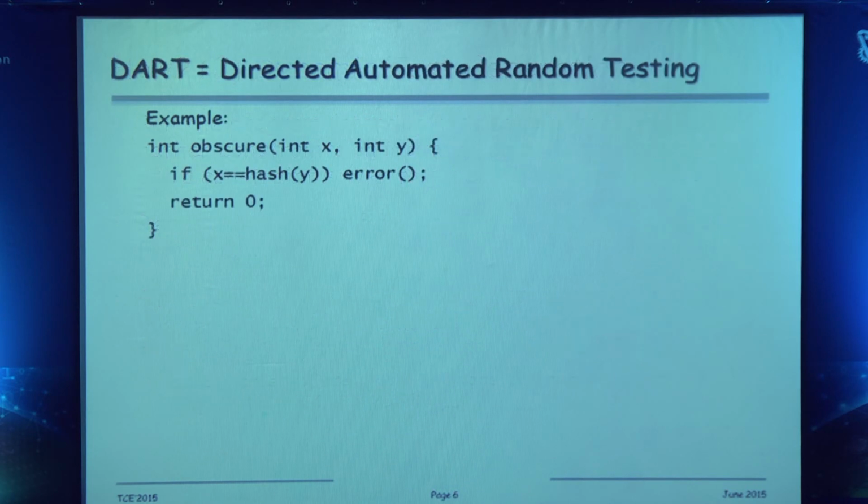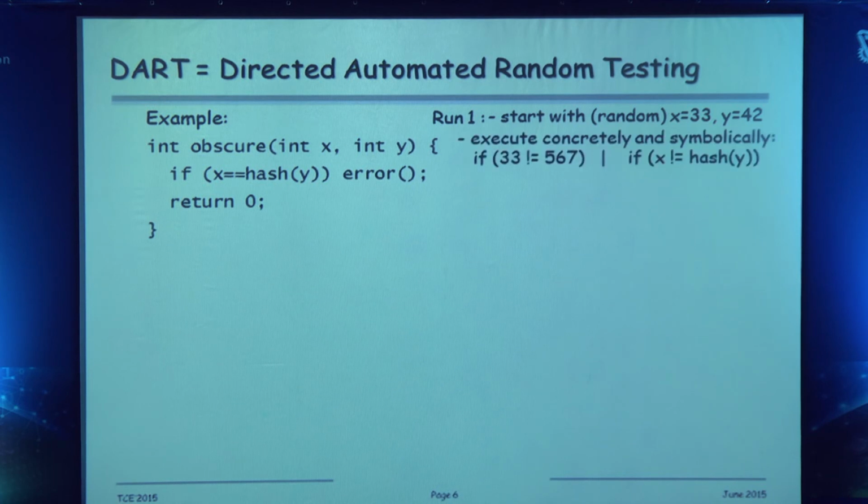So why dynamic test generation? Let's consider the same program as before. Now in dynamic test generation, we are allowed to run the code. So for instance, we can pick random values for x and y, like x equals 33 and y equals 42. And then we run the program as usual, concretely, with concrete values, but also symbolically and dynamically.